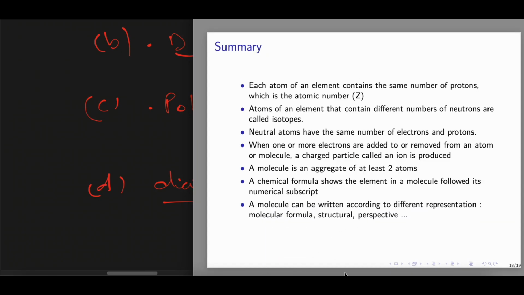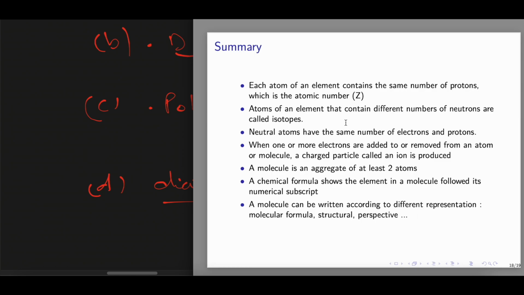So now let's summarize what we've seen until now. Each atom of an element contains the same number of protons, which is the atomic number. Also, atoms of an element that contain different numbers of neutrons are called isotopes. Neutral atoms have the same number of electrons and protons. Also, when one or more electrons are added or removed from an atom, a charged particle called an ion is produced.